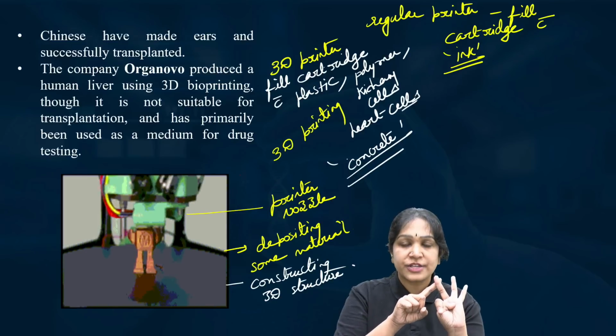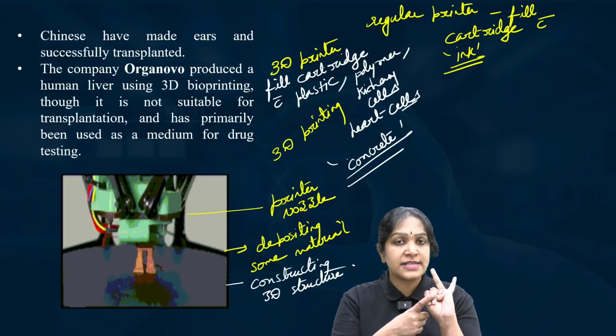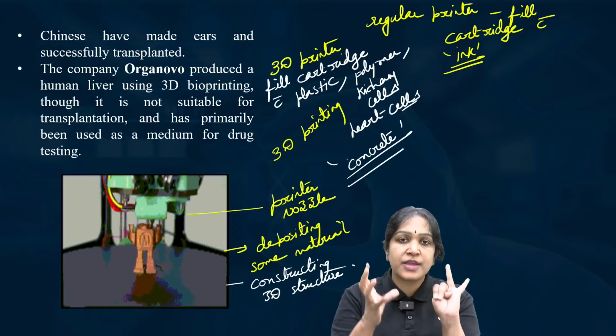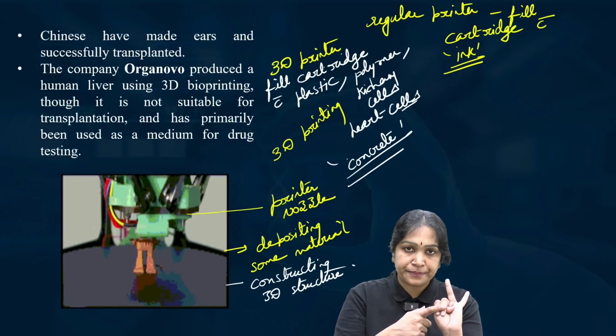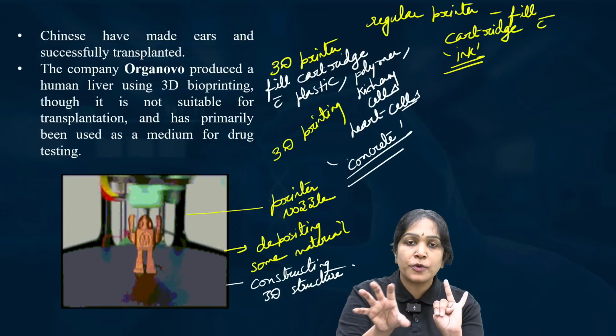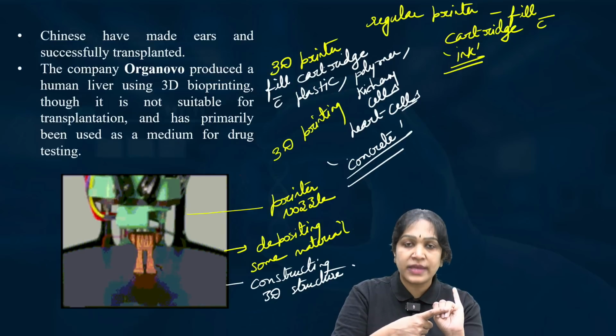This will create a virtual, digitized version of this 3D structure of the heart, a digital image of the heart. This is the input for the computer. This is what you are asking the computer to print out. Then fill the cartridge with bio ink.